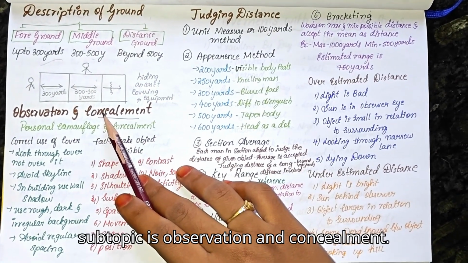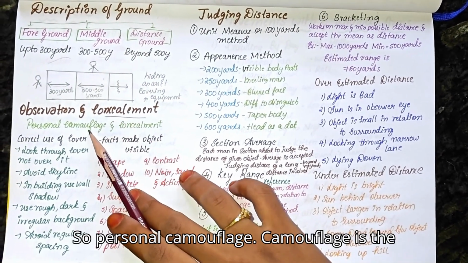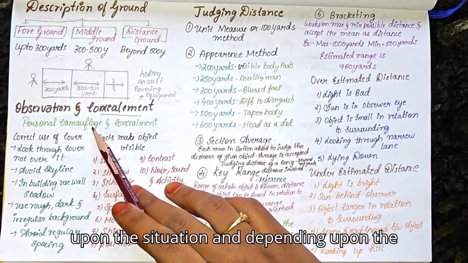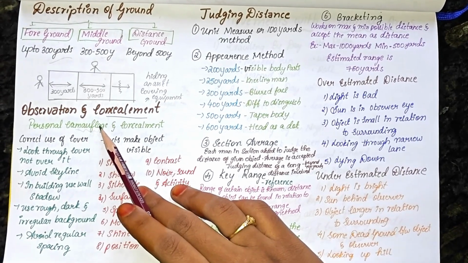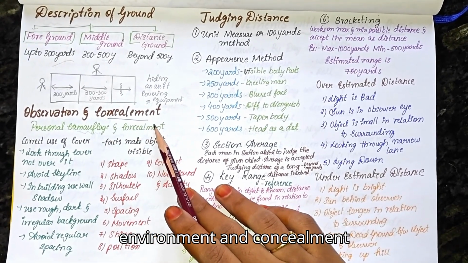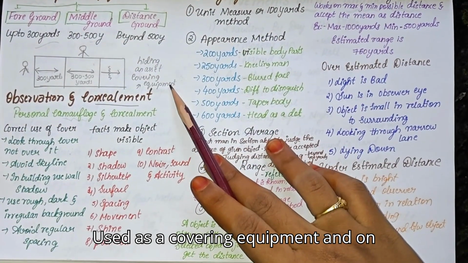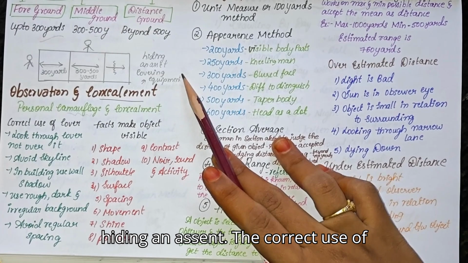Next subtopic is observation and concealment. So personal camouflage. Camouflage is the one which changes its color depending upon the situation and depending upon the environment. And concealment. The concealment is used as a covering equipment and for hiding an ascent.